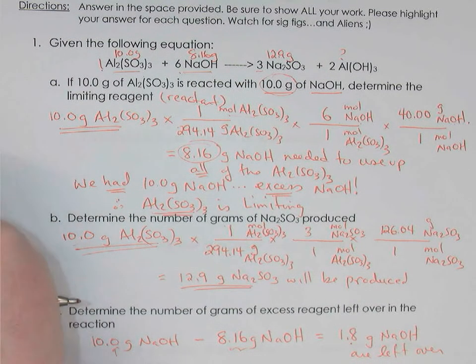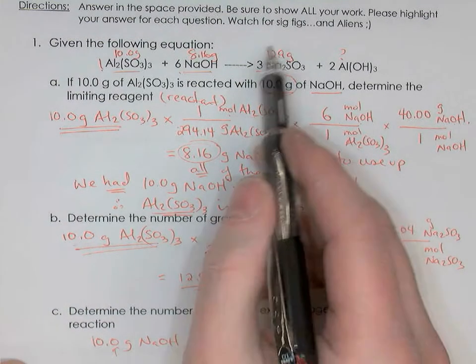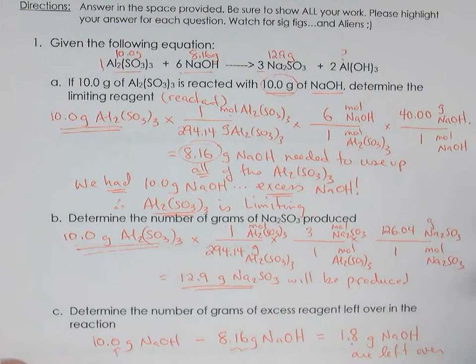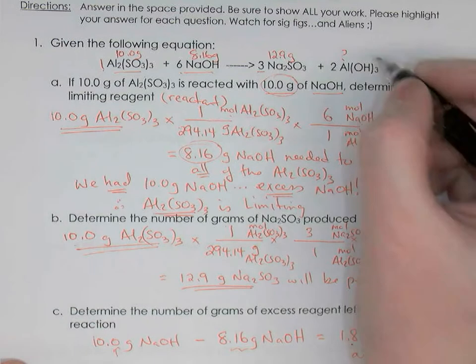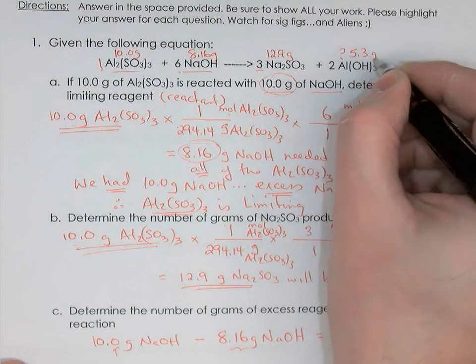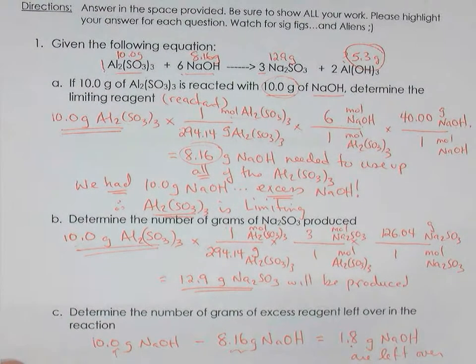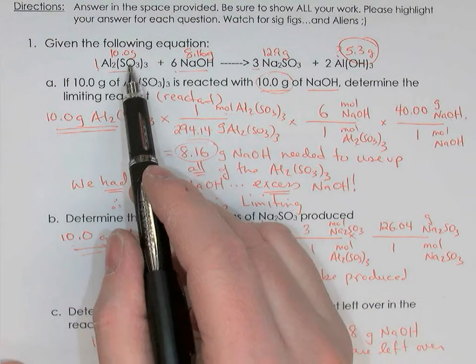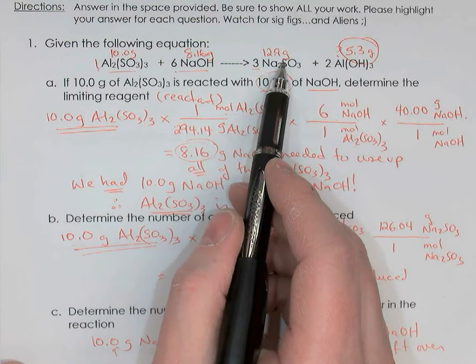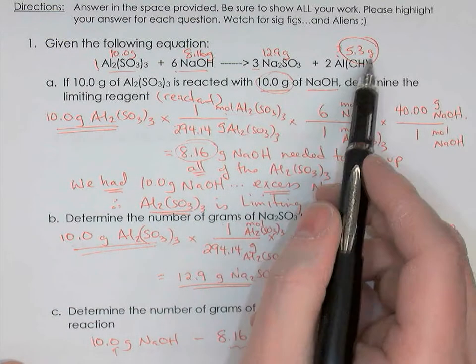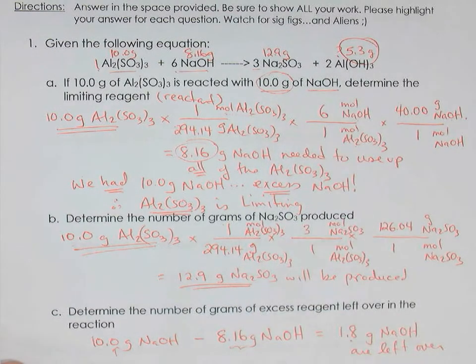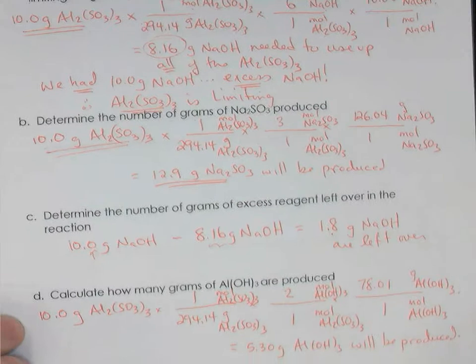plus 8.16, and subtract the mass of the one product that we already know, 12.9, and we get 5.3 grams of aluminum hydroxide would be produced. That method worked because we knew everything else in the equation. Therefore, the law of conservation of mass would have let us find the remaining substance in the equation. Okay? So there's two different ways to answer part D.